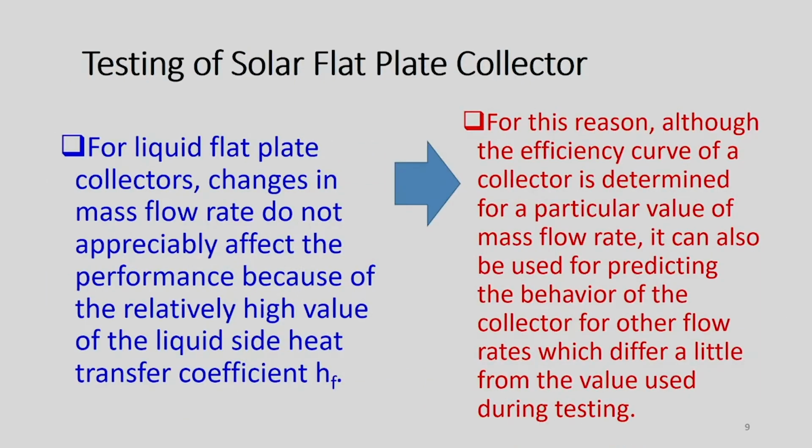Okay. Now, for liquid flat plate collectors, changes in mass flow rate do not appreciably affect the performance because of the relatively high value of liquid side heat transfer coefficient. And for this reason, although the efficiency curve of a collector is determined for a particular value of mass flow rate, it can also be used for predicting the behavior of the collector for other flow rates which differ a little from the value used during testing. We will demonstrate how this can be done in a numerical example.